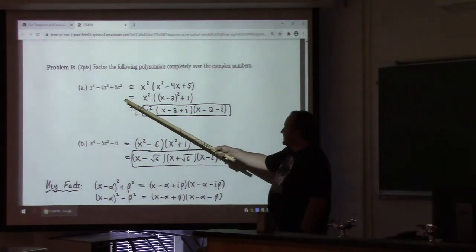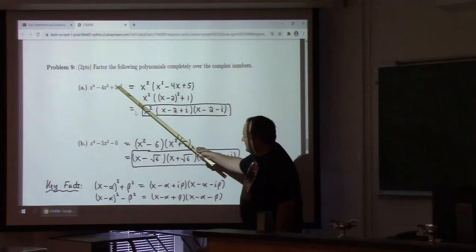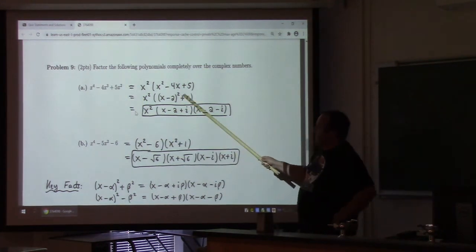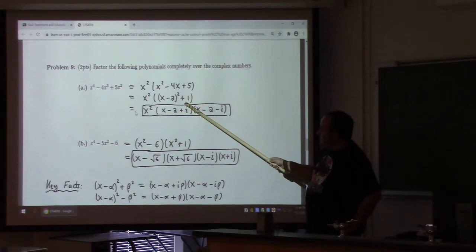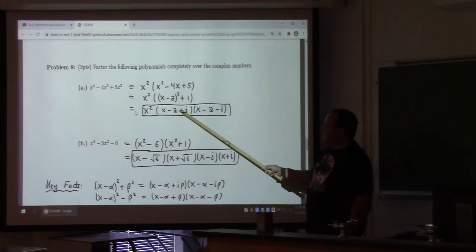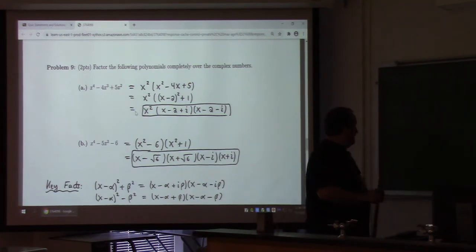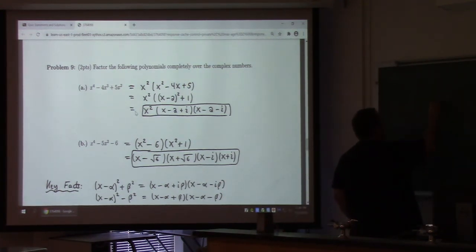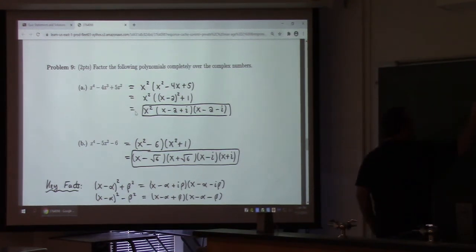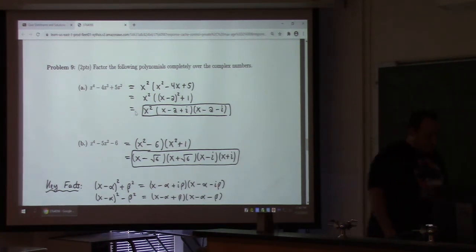I should go on. It's here: x squared times x squared minus 4x plus 5. I factored out the x squared, right? And then for this, I can complete the square and I get x minus 2 squared plus 1. At that point, I go, aha, this means complex, because it's squared plus 1. So that gives me x minus 2 plus i times x minus 2 minus i. Incidentally, this is equal to what? x minus alpha plus i beta times x minus alpha minus i beta. This is also something that deserves a spot on your formula sheet, right?